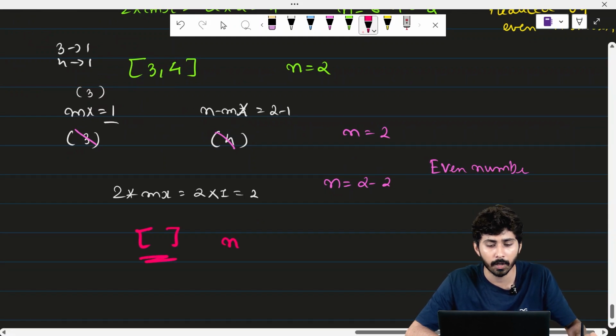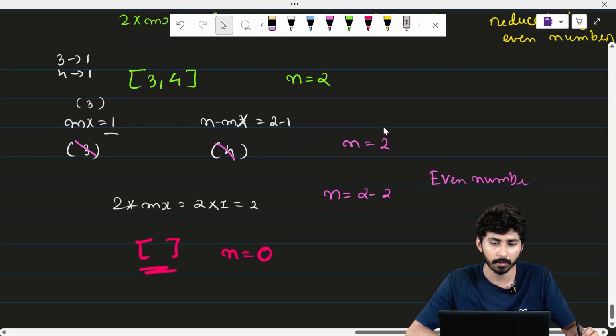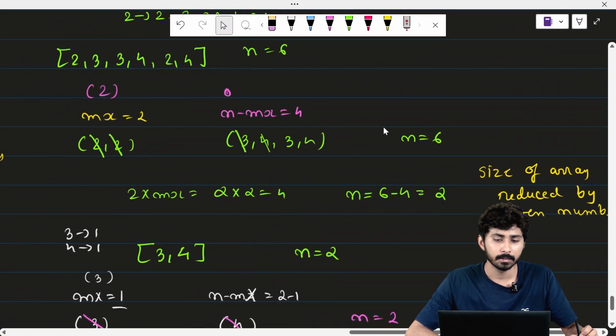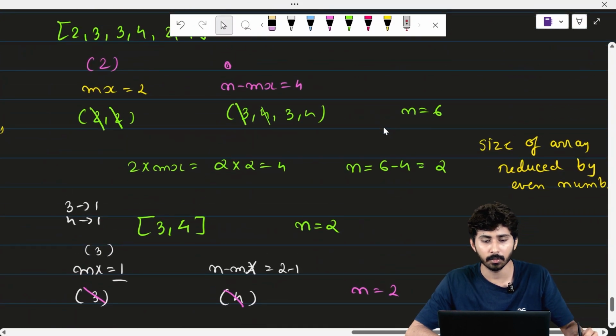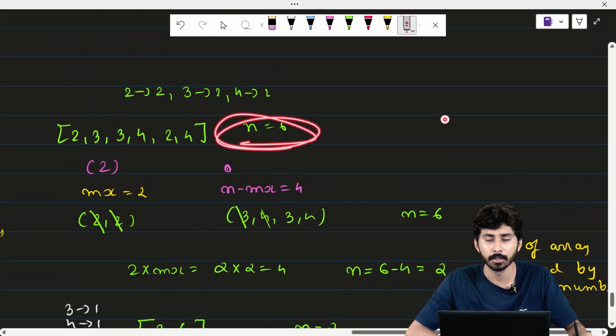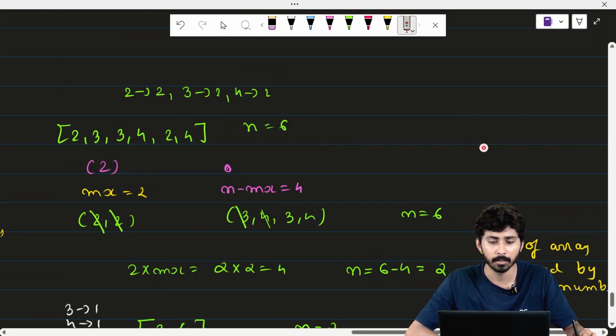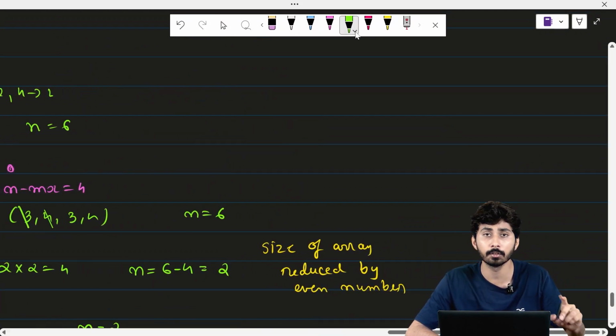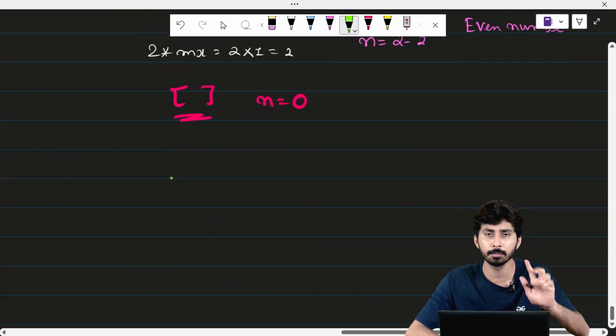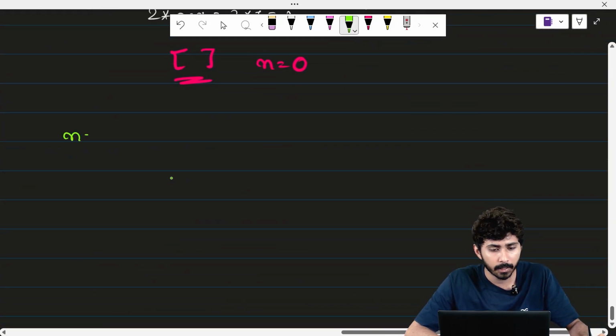Nothing is remaining, and now n has been reduced down to 0. Okay, so here basically what we are focusing on, this was an example in which the size of the array was even. Now let's take an example in which the size of the array is going to be odd, and in that case observe the output. Okay, so let's take n equals to 5.